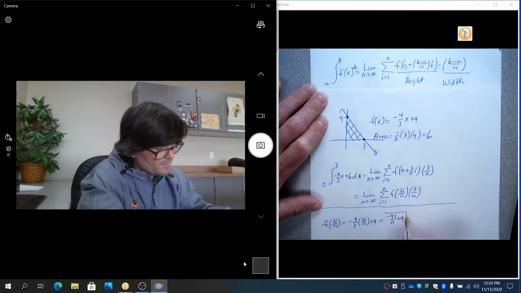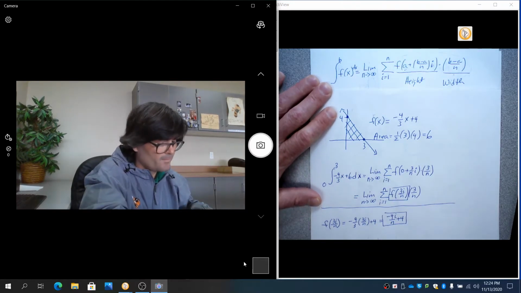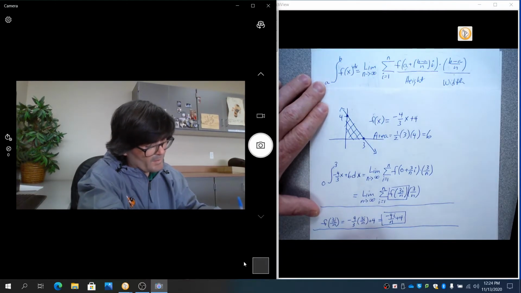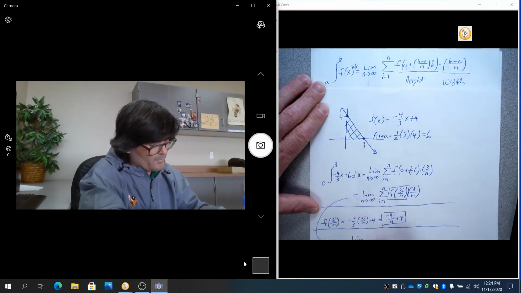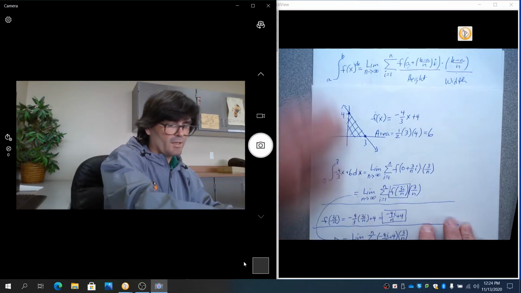So this is going to go right here. This is going to come down again and say equals the limit as n goes to infinity, sigma as i goes from 1 to n, and we've got negative 4i over n plus 4 times 3 over n.